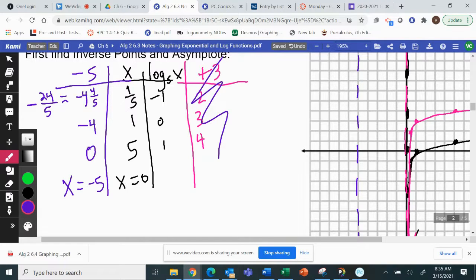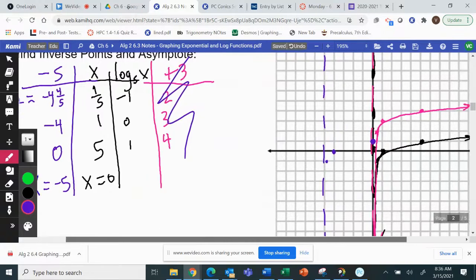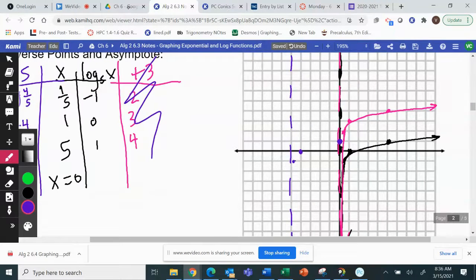Then I'm going to graph -4 and 4/5, -1, -4, 0, 0, 1. And we will have our logarithm just moved 5 units to the left.